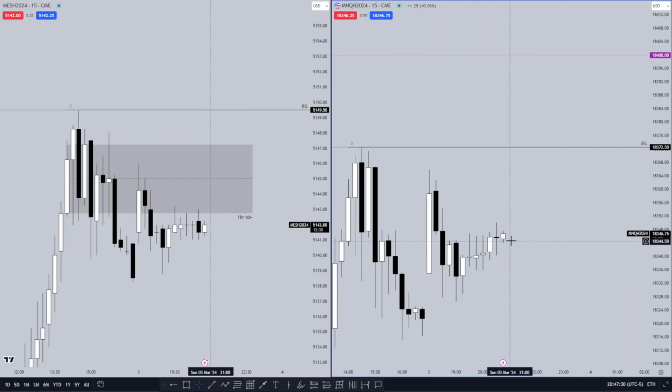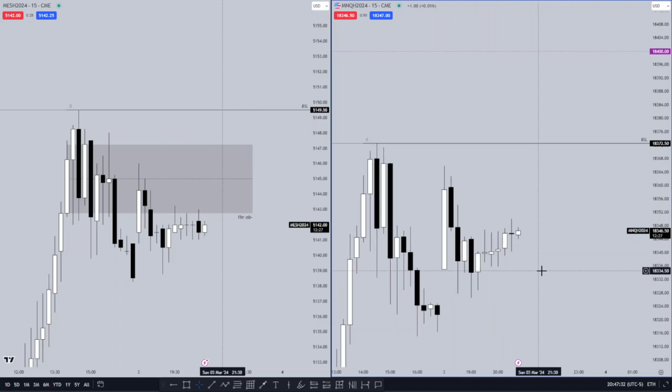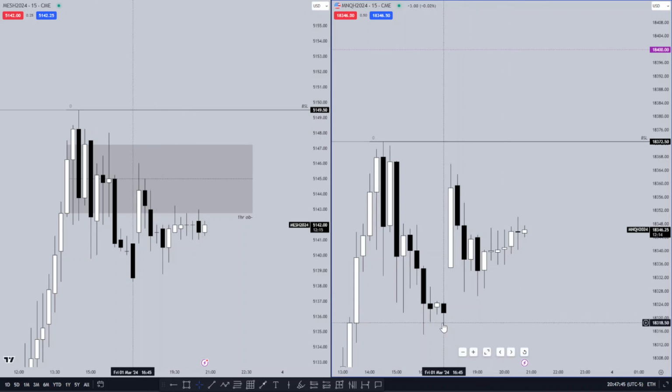Right here we made an order block on the 15 minutes. We're testing this right now. So I'm just bullish tomorrow, and here I just expect it to consolidate. Look at that wick right there. So that's all I have right now. That's literally all I have right now.